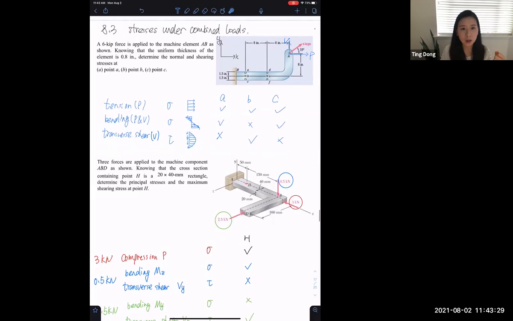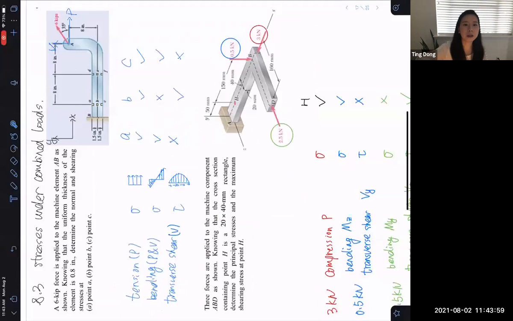So for this one, it's basically we have tension, compression, torsion, bending, transverse shear combined together. So the most important thing is that for the given force applied, you need to do the analysis yourself: what kind of deformation mode it causes, and what kind of stress it causes. So let's do it one by one. Since this is a very important topic, I want to spend more time here.